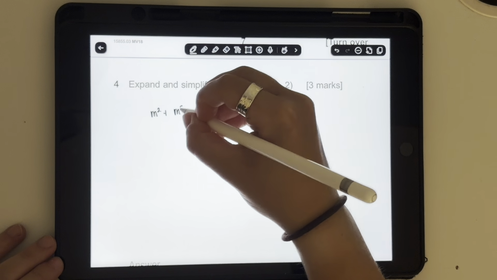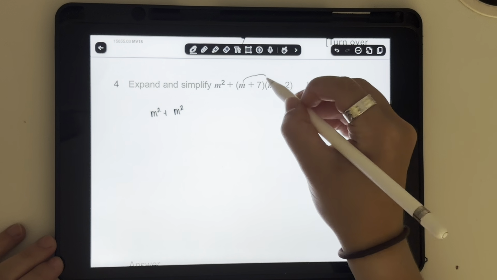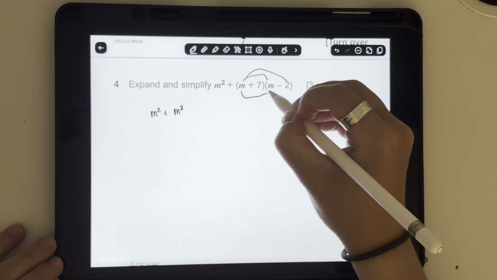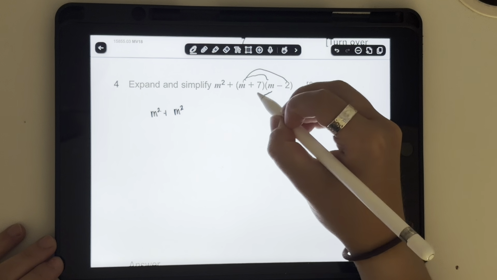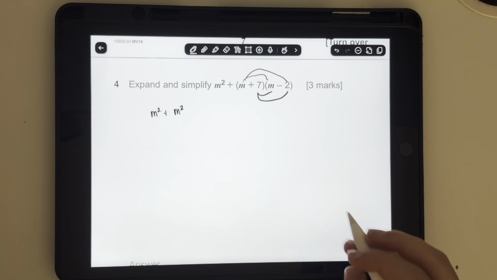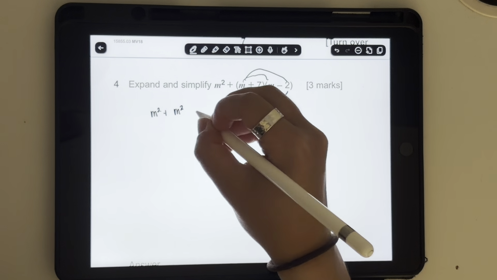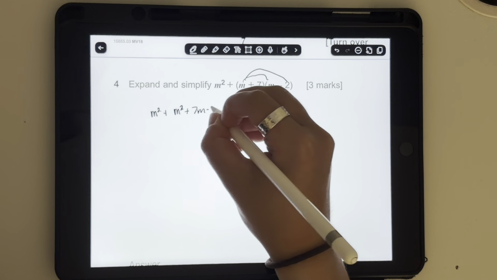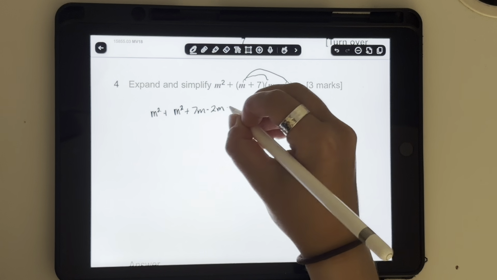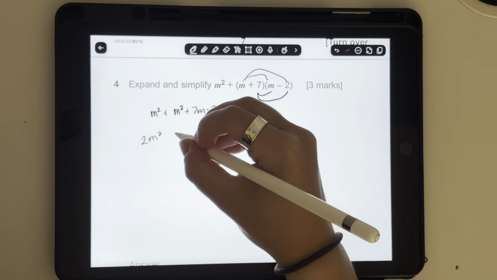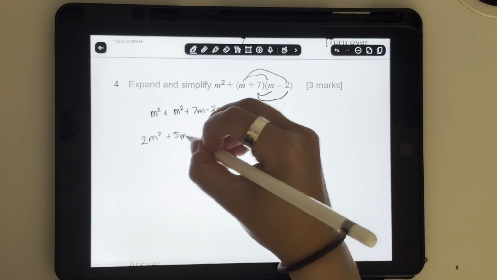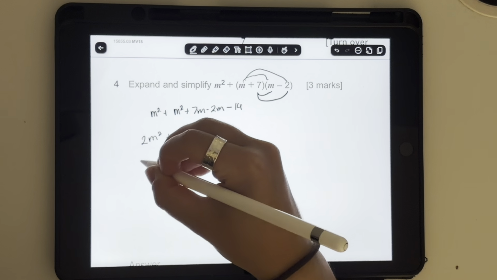So here we gotta expand out our brackets. So you do this thing where you have to multiply all that stuff. Oh, I've not even drawn that right, have I? There we are. Plus 7m minus 2m minus 14. So we got 2m squared plus 5m minus 14.